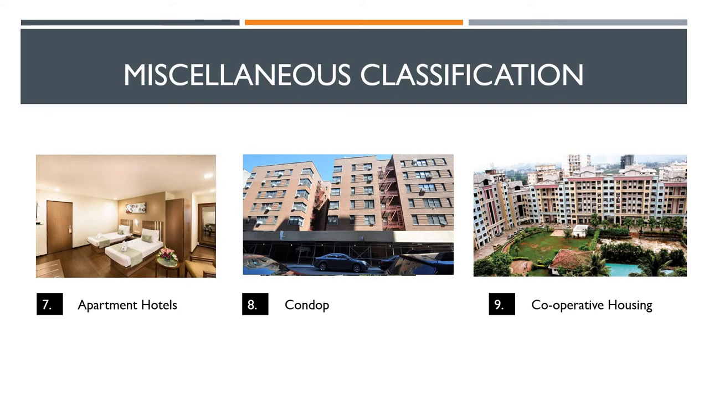The next is a condo. A condo is basically a mixed use condominium, where the ground floor is commercial and the upper part is residential. The next is cooperative housing.